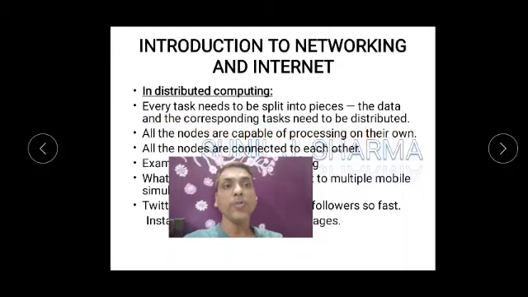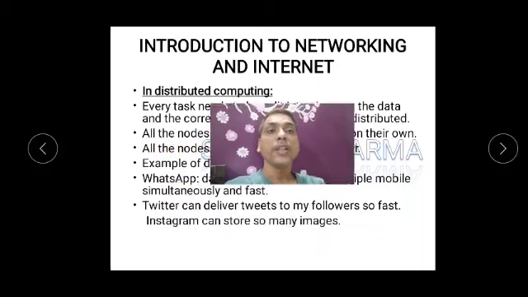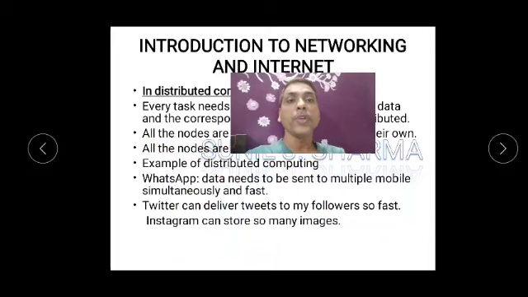All the nodes are capable of processing on their own, so everyone can process their information or whatever they want to do. All the nodes are connected to each other. You have seen examples of distributive computing like WhatsApp. Data needs to be sent to multiple mobiles simultaneously and fast. Twitter can deliver tweets to many followers so fast. Instagram can store so many images. So they are just dividing their work to each and every client, which in this case can be mobiles or computers.